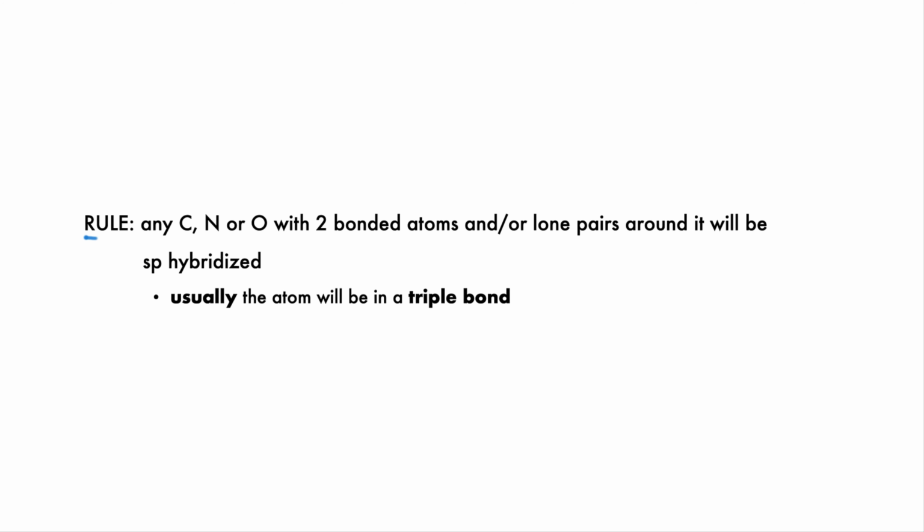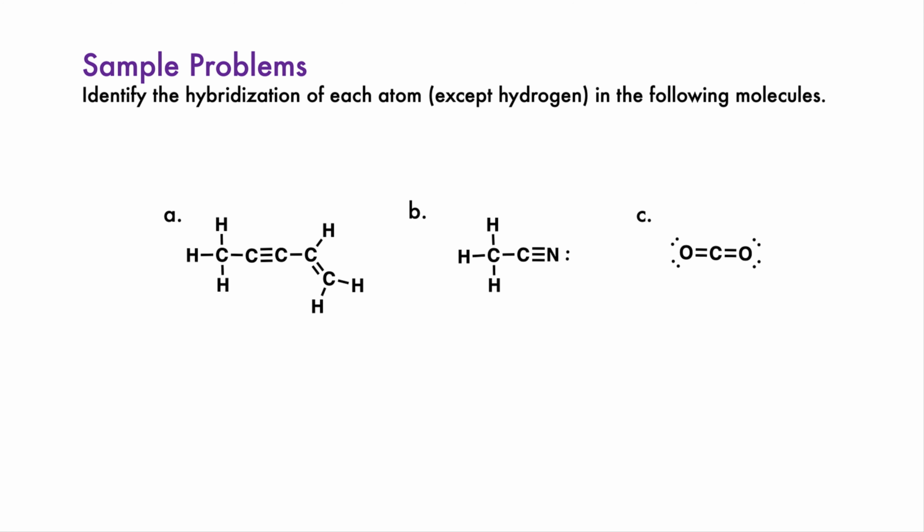The rule is that a carbon, nitrogen, or oxygen with any combination of 2 bonded atoms and/or lone pairs around it will be sp hybridized. This usually means the atom will be in a triple bond. Here are some sample problems. Pause and try them. Identify the hybridization of each atom, except hydrogen, in the following molecules.